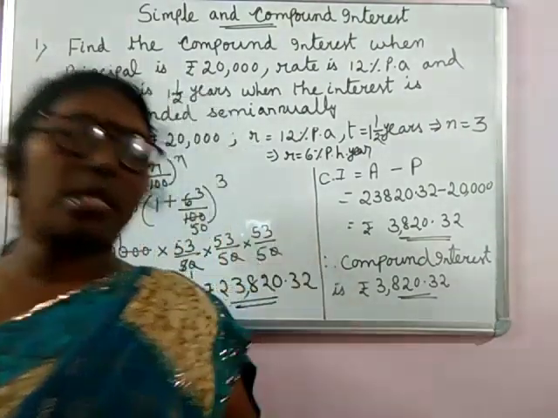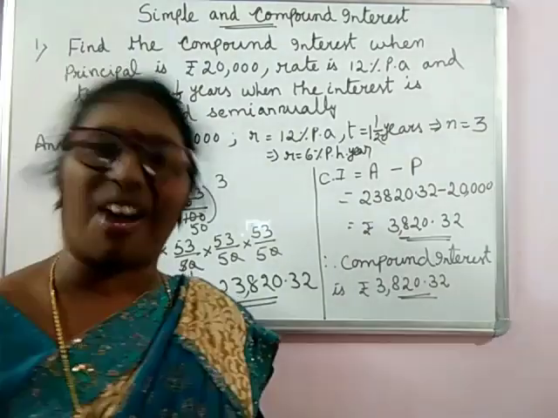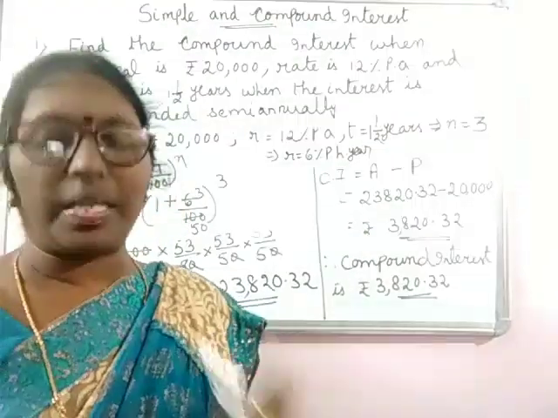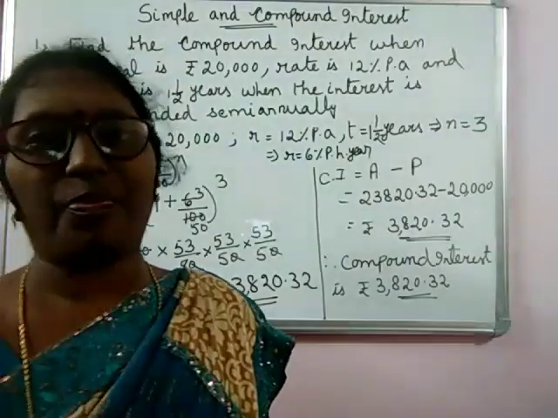So two questions I explained you. One, if the interest is compounded annually, how to do? And if the interest is compounded half yearly, how to find? Please go through this and try to understand and make the concept clear. Thank you.